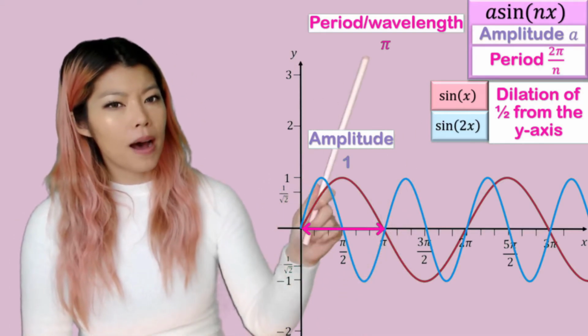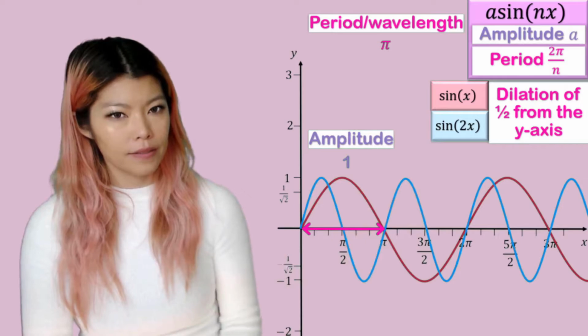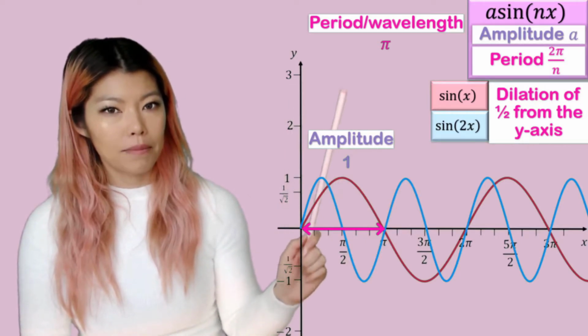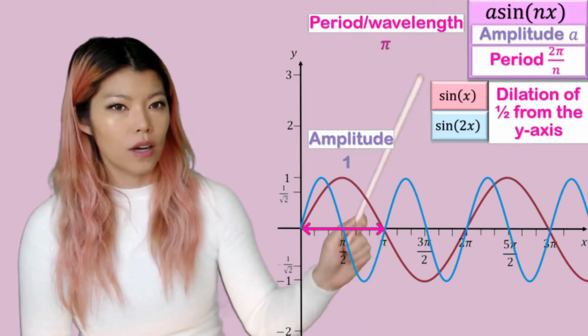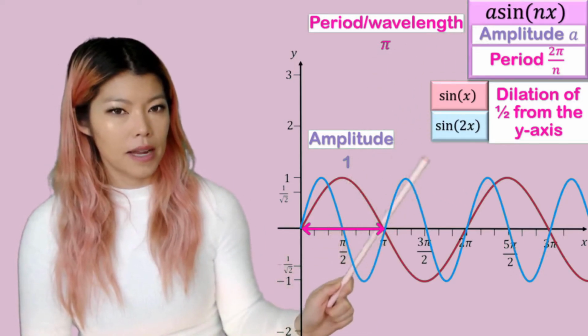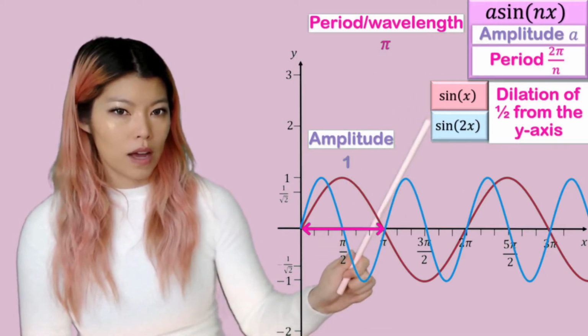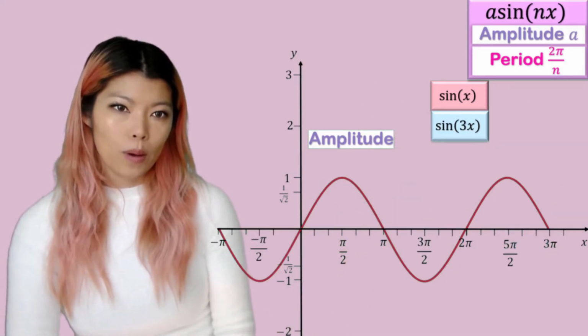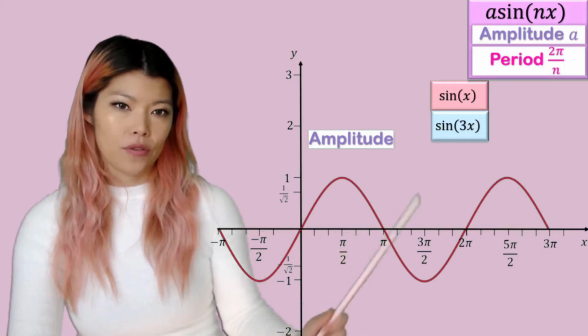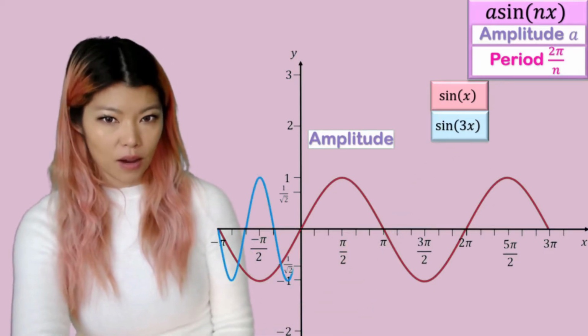How do we get pi from 2 pi? 2 pi divided by 2 gives us pi. So the period is 2 pi over n, if n is a number in front of x. 2 pi over 2 is pi. Let's try another one. So 2 pi over n, where n this time is 3, so 2 pi on 3 is our period.